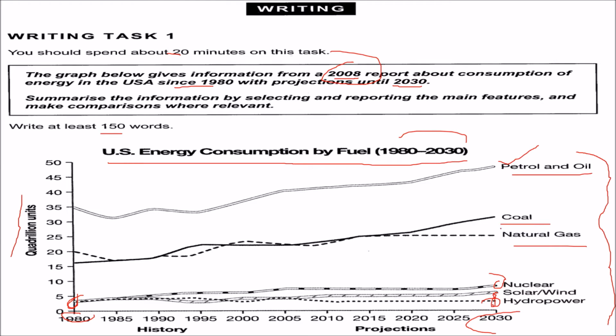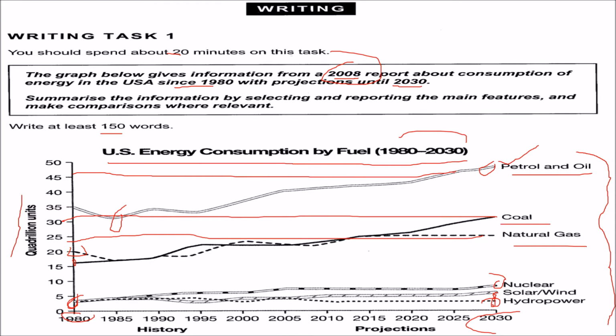If you come to coal and natural gas, coal started from say 16 or 17, and then it reached say the 30 mark, while natural gas started from 20, and now it has only reached say 23 or 24. The petroleum, though it dipped down in 1985, has increased up to say 45 or 46, you can take.